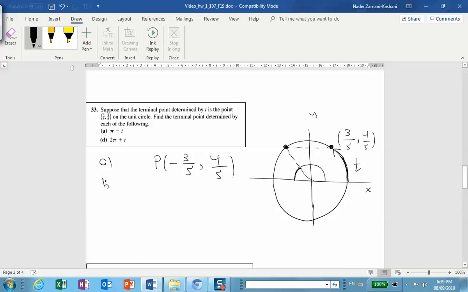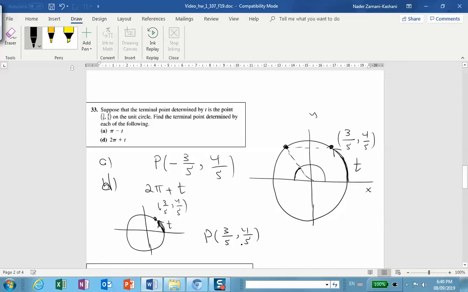How about D, which says 2 pi plus t? This is very simple because here is my unit circle. There is the point 3 over 5 and 4 over 5, and there's your t. Okay. So 2 pi will take you all the way around, plus t, so you end up with the same location. So the coordinates of the terminal point is going to be exactly what is given to you initially, 3 over 5 and 4 over 5.